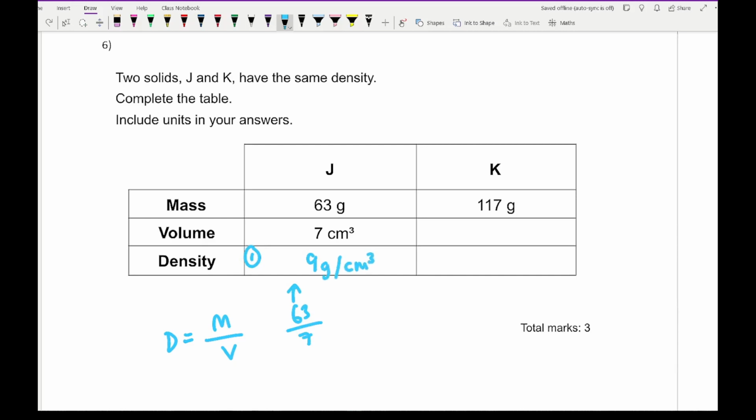Now, it says in the question that J and K have the same density. So this is also going to be 9 grams per centimetre cubed. Then to work out this third box, all I then need to do is to work out volume, and that is going to be V equals M over D. So it's going to be 117 divided by 9, which gives me an answer of 13. And the units for that are going to be centimetre cubed.